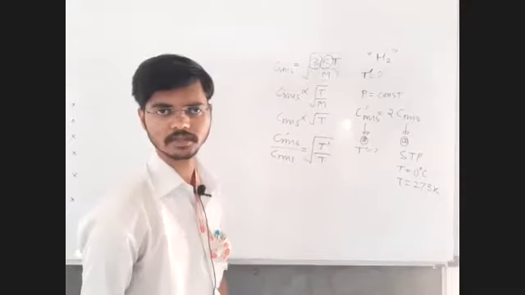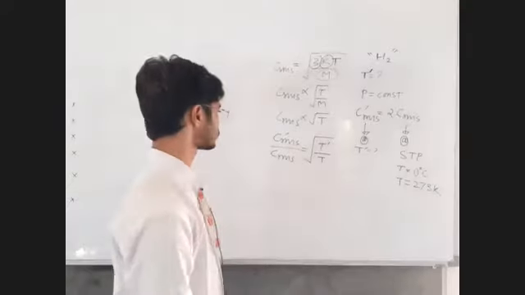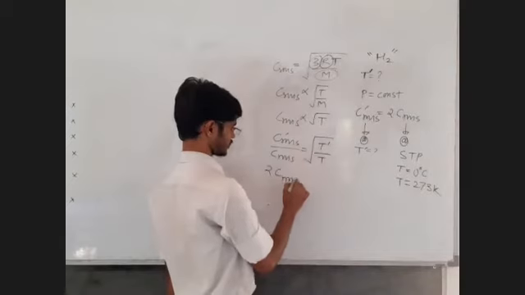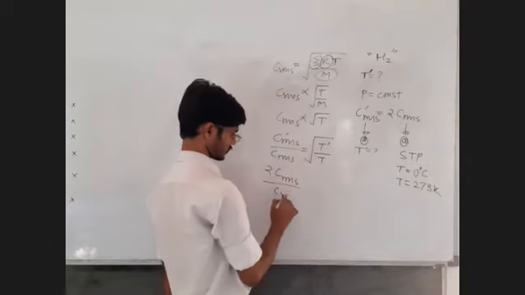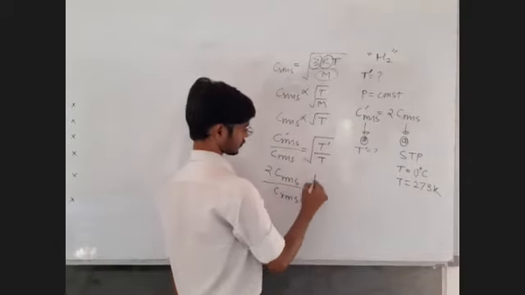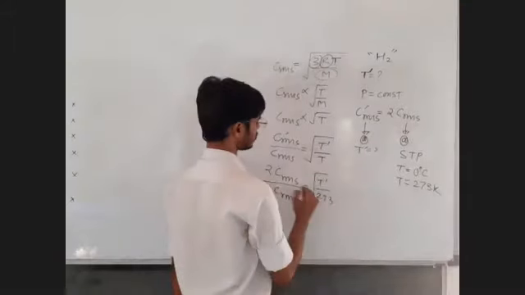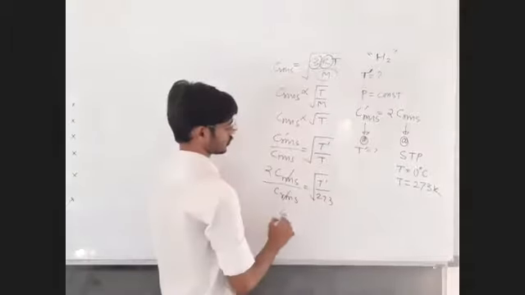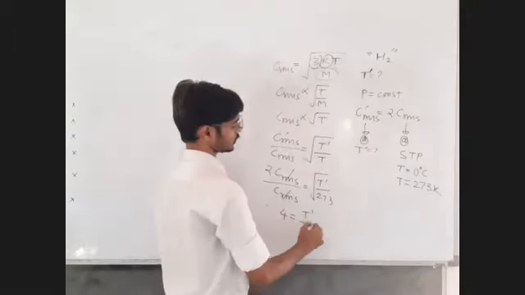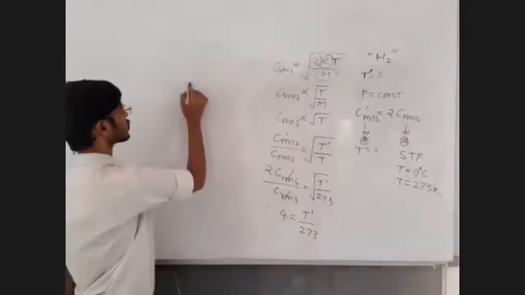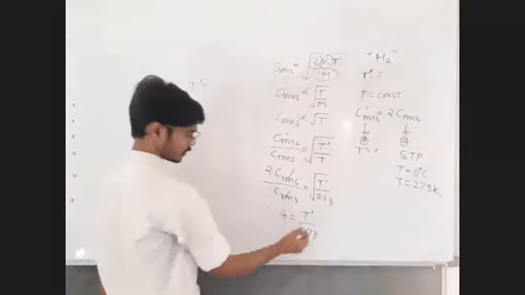What is the answer? 1092. Okay. Let's see. CRMS dash is 2 times CRMS. Root T dash over root T. What is T? It is 273. This cancelled, taking squares on both the side. 4 is equal to T dash upon 273. Am I right? Just check whether I am right or wrong. What is that T dash? It is 4 times this.